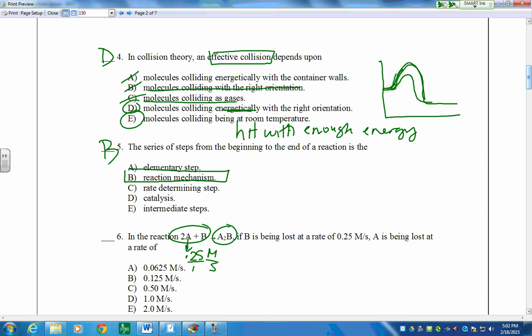And so the question is, if B, oh, sorry, I did this wrong. If B is being lost at a rate of 0.25 molarity per second, A is being lost. Now, they're both lost, but because of this 2-to-1 mole ratio, twice as much of this is being lost every minute. So I need twice as much as 0.25, which would be 0.50. And so that answer is C.